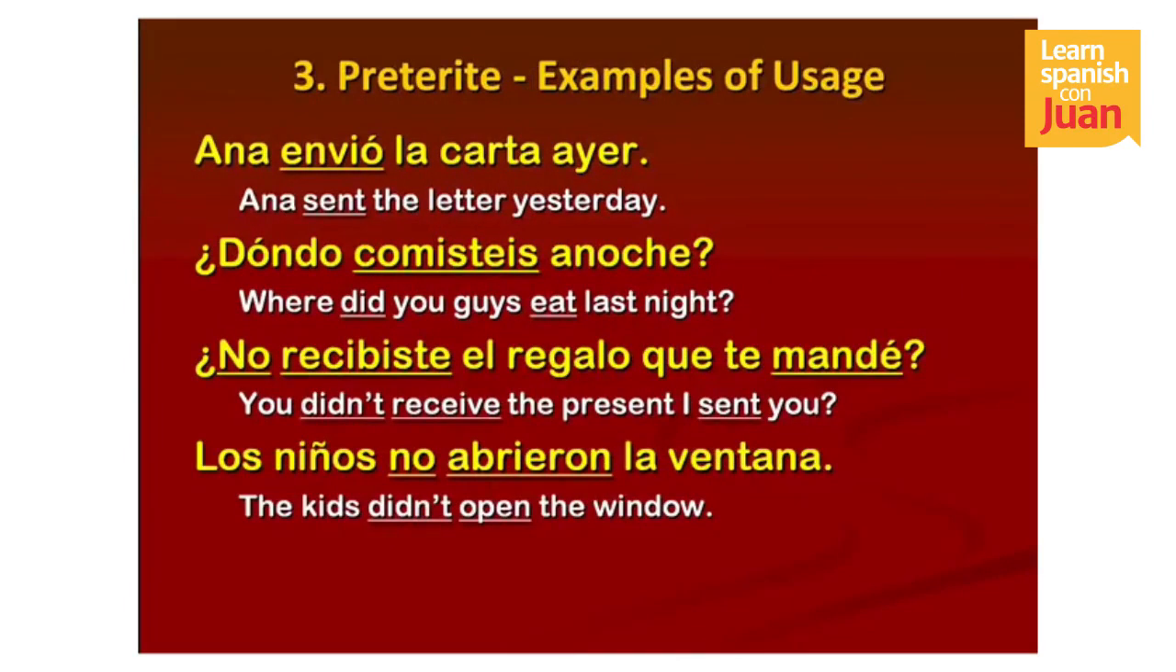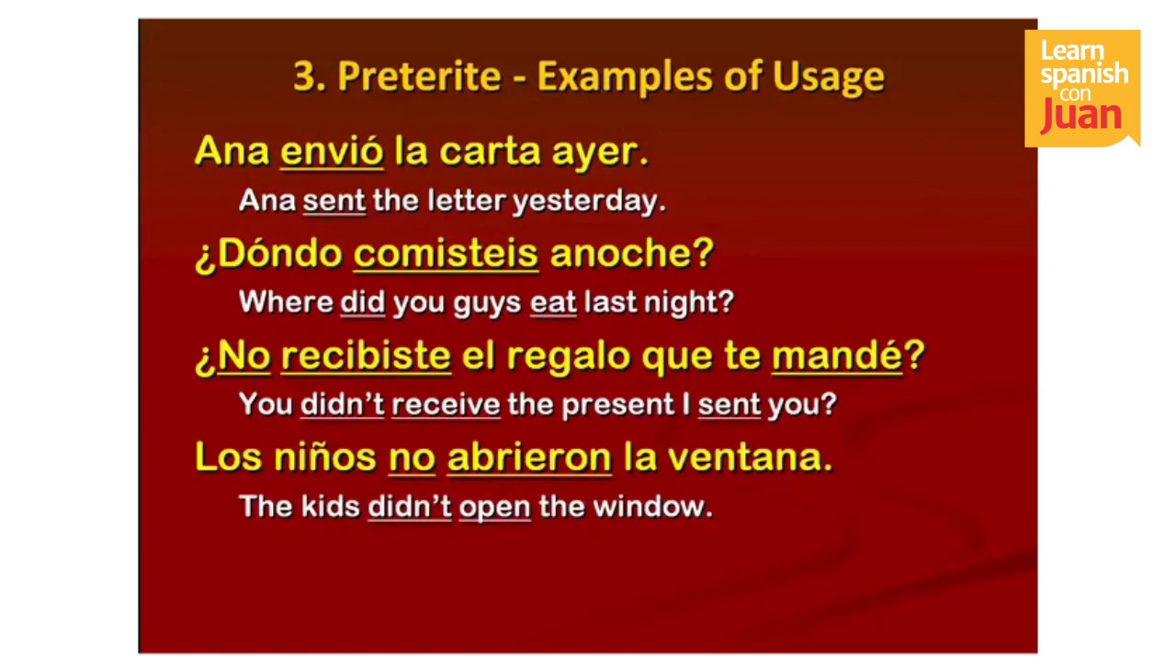Ana envió la carta ayer. She sent the letter yesterday. ¿Dónde comiste esa noche? Where did you guys eat last night? ¿No recibiste el regalo que te mandé? You didn't receive the present I sent you?